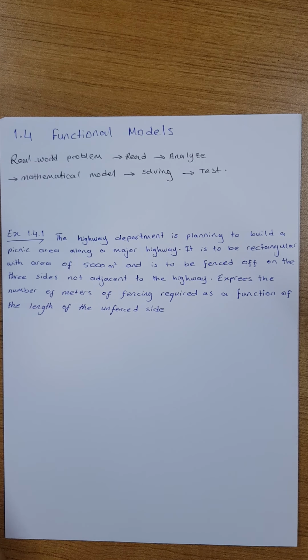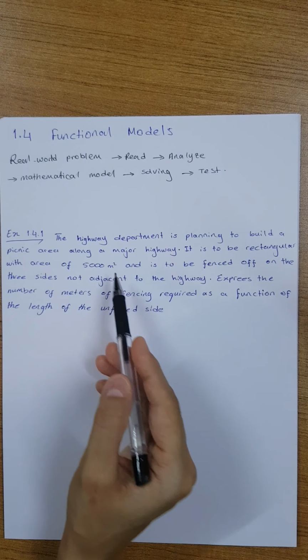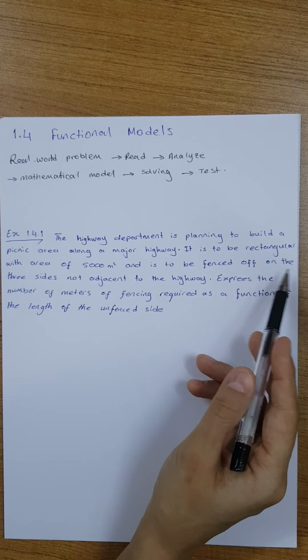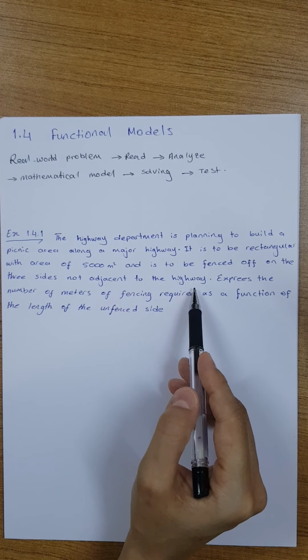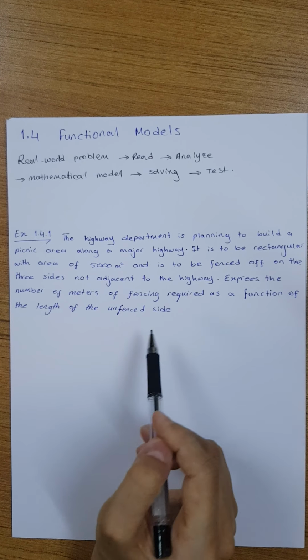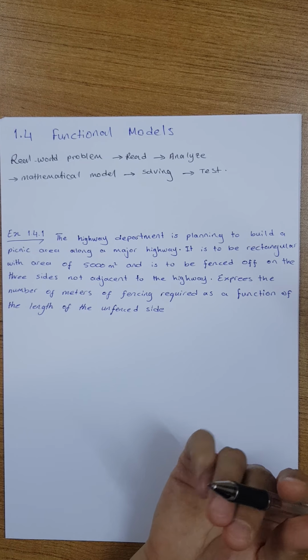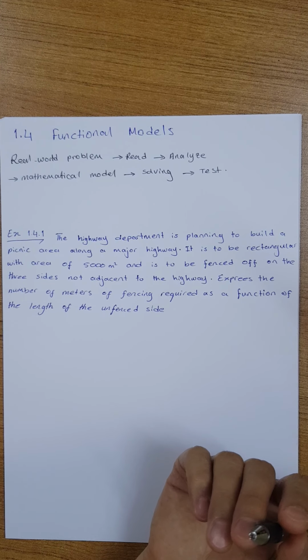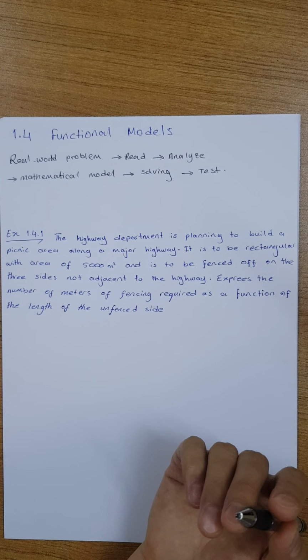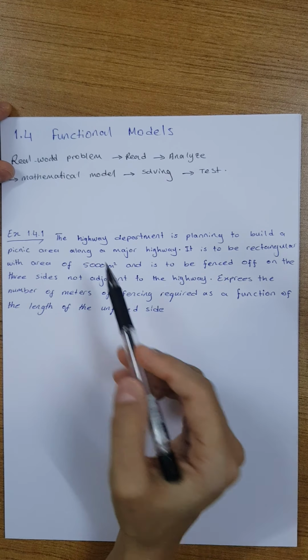It says the highway department is planning to build a picnic area along a major highway. It is to be rectangular with area of 5,000 meters squared, and is to be fenced off on the 3 sides not adjacent to the highway. Express the number of meters of fencing required as a function of the length of the unfenced side. Now we have read the question, the word problem. Now we are coming to analyze it, to see what is the general idea for that word problem. Let's read it till the first full stop.